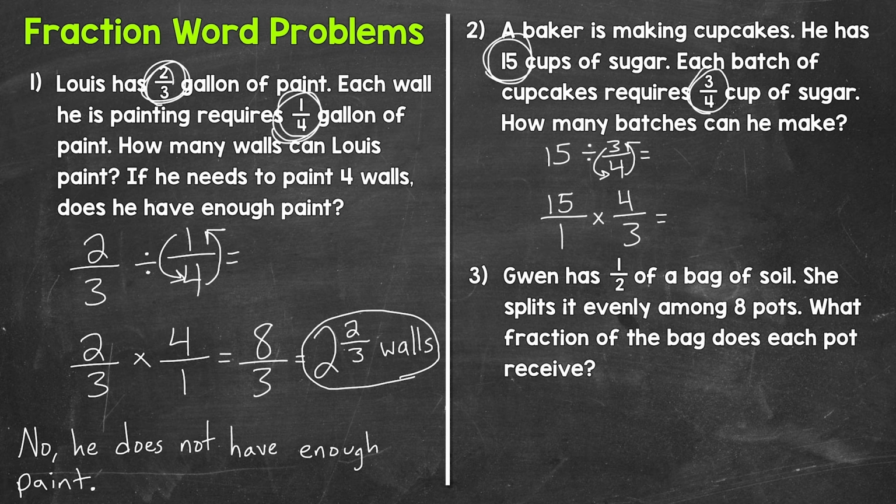Let's start with the numerators. So we have 15 times 4. That gives us 60. Now for the denominators, 1 times 3, that gives us 3. And we end up with 60/3, which is an improper fraction. So let's convert this to a mixed number by dividing the numerator 60 by the denominator 3. So we need to do 60 divided by 3. That gives us 20. And we do not have a remainder. This is just going to be a whole number here. So our answer is 20. How many batches can he make? 20 batches.